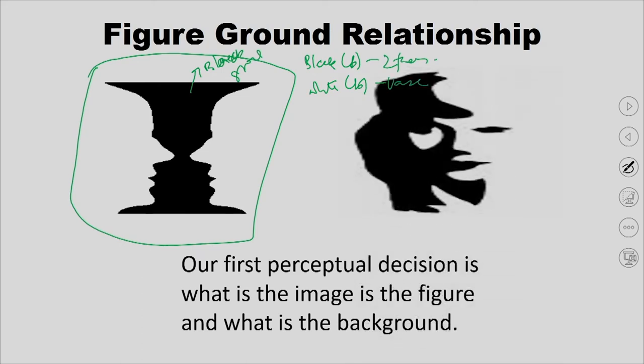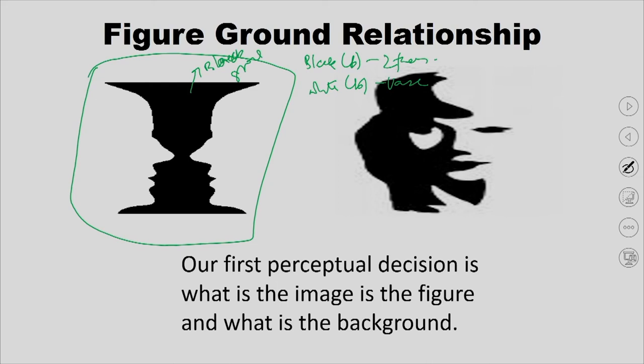Let's look at a second one. Look at this. What do you see? Again, keeping the black as the background or white as the background, there are two figures. If we keep black as the foreground and white as the background, you see a person who is actually playing a saxophone. Can you see the person? This is the nose, this is the form of the body, and this is my saxophone.